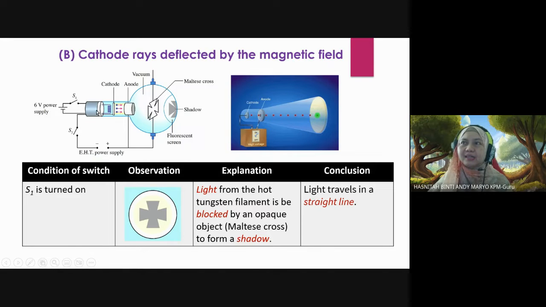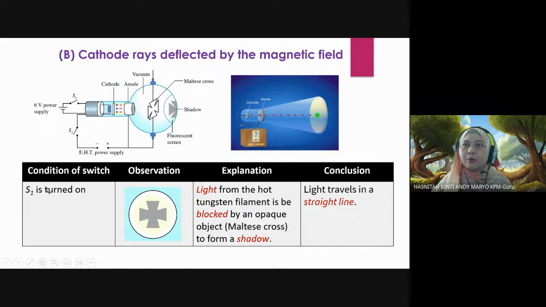Okay, so this is the Maltese cross tube. If they ask in the objective questions, they give you this diagram, so you know this is a Maltese cross tube. If they put a deflection plate there, then you know that is a deflection tube. So the first condition: we have two switches here. S1 is connected to the 6-volt power supply, and S2 down there is connected to the EHT power supply.